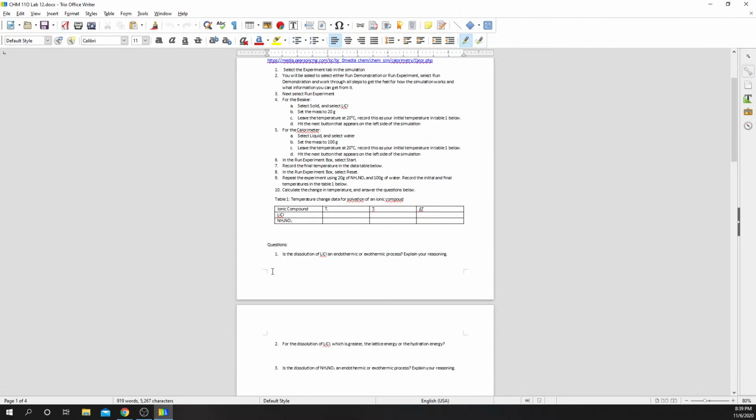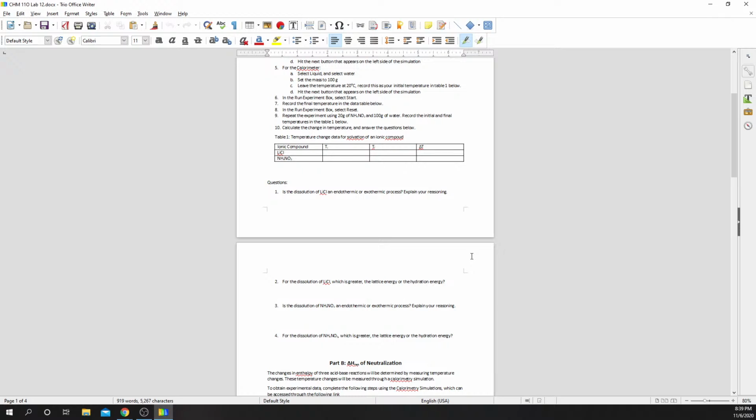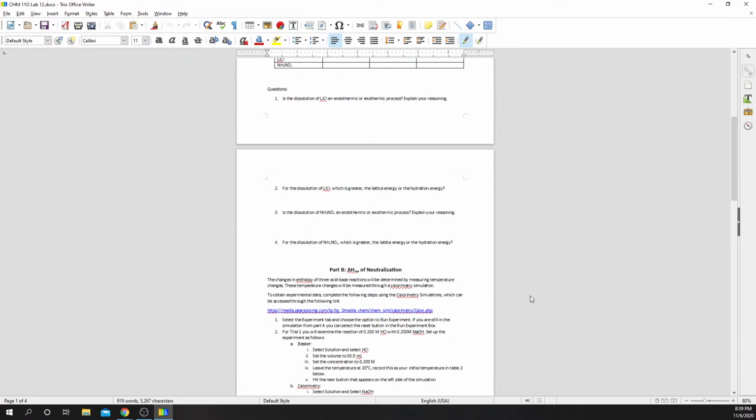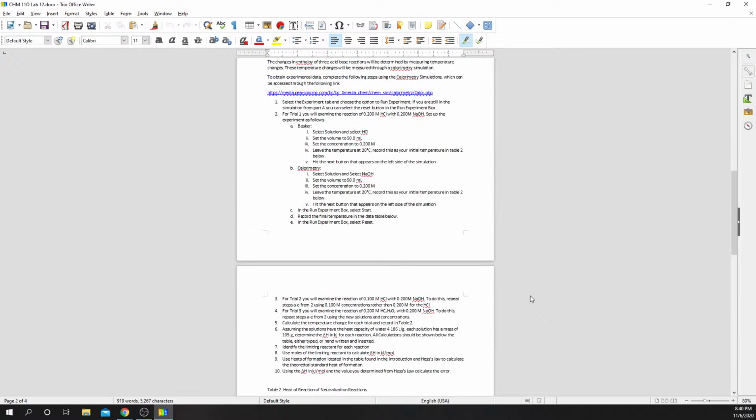So, hopping over to the document, that's what you're going to be looking at here. Just initial temperature, final temperature, change in temperature. And then that is going to tell you whether it's an endothermic or exothermic process. Then that will also tell you which is greater, the enthalpy of hydration or the enthalpy of the lattice energy. Okay. You're going to have to do a little bit more math work for the second part when you find the enthalpy for the neutralization reaction.